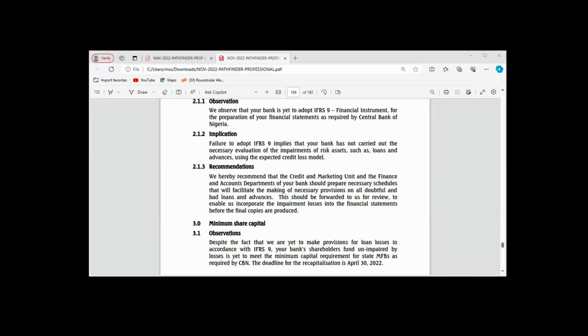So as a bank, for you to present management with information that will be useful for decision making, this standard needs to be adopted. That is what this question is talking about. The bank did not adopt IFRS 9 using the expected credit loss model. So we are recommending that the credit and marketing unit and the finance and account department of the bank should make correction. They should prepare the necessary schedules that will facilitate the making of provisions on all doubtful bad loans and advances.